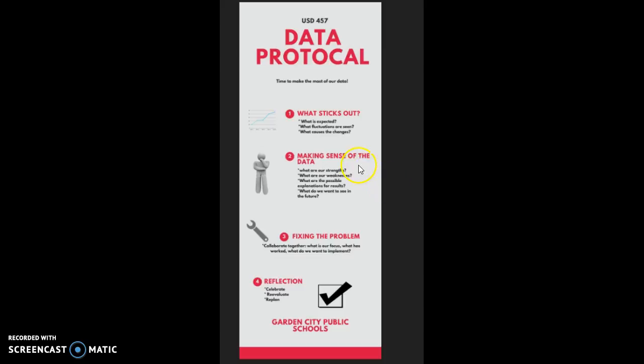So then you have to go to step two, making sense of the data. You can see it, but what are our strengths? What are the weaknesses? What are the possible explanations? What do we want for the future? All of this information you have to be able to use to drive decision making and see where your weakest area is to try and improve your instruction.